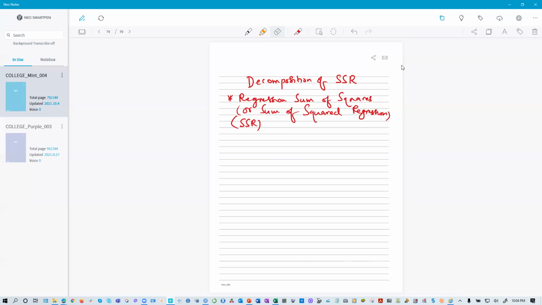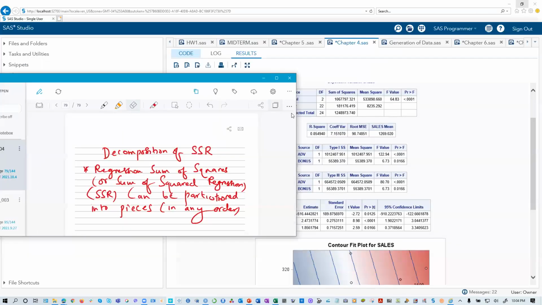It can be partitioned into pieces in any order. That's what is going to happen. I'm going to explain it related to what you see here. Okay, that's what I'm trying to do.